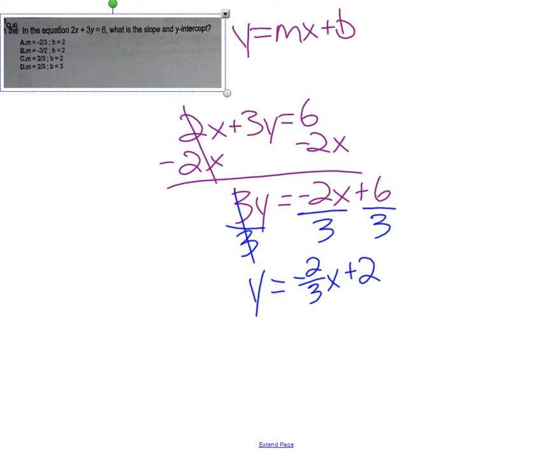So what is our slope here? Negative 2/3. What's our y-intercept? 2. So our answer is A. Not O, A.